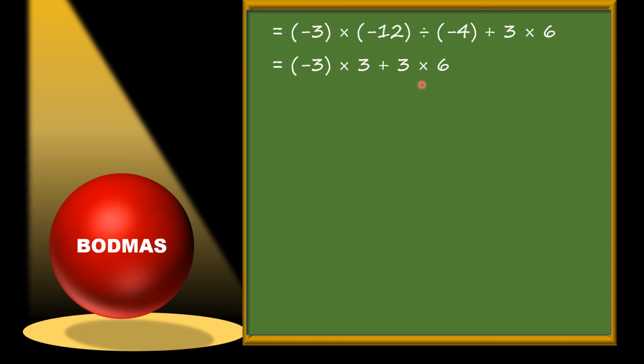Now there are two multiplications and one addition. We will do multiplication first. So we will do both the multiplications together. So minus 3 multiply 3 equals minus 9, and 3 6s are 18. So minus 9 plus 18. Now we will solve this and your answer will be 9.